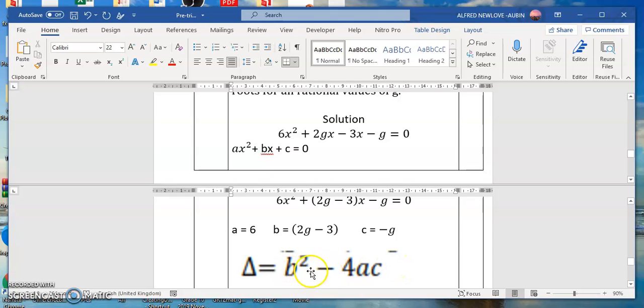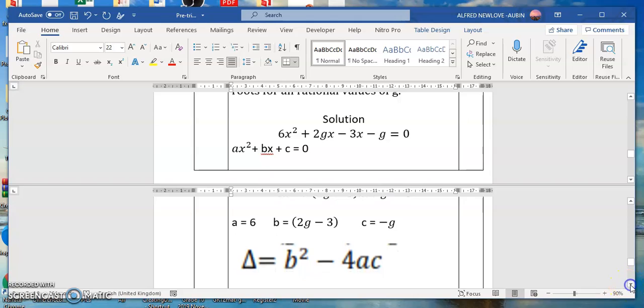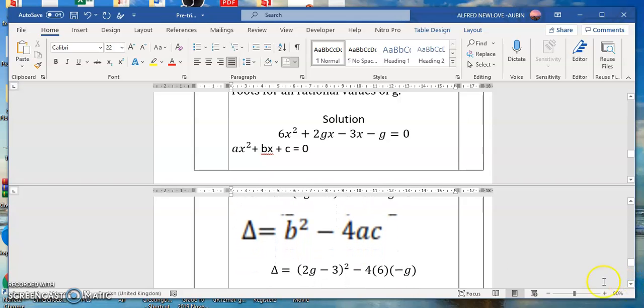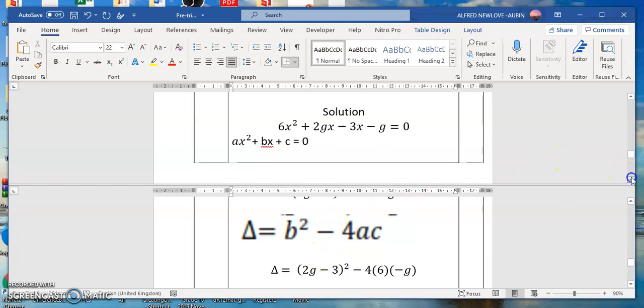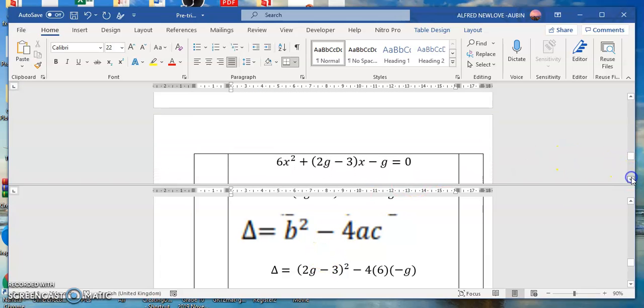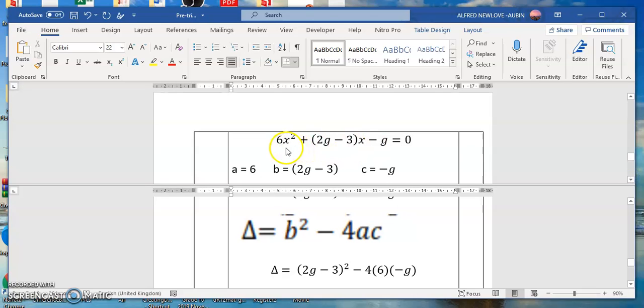Then remember I said we are dealing with the discriminant. So here the discriminant, b squared minus 4ac, must be a perfect square. So you substitute into the discriminant. What is your a? Your a is this one, and your b is this. So we start with b. Your b is 2j minus 3 squared minus 4. Your a is 6. C is minus j.